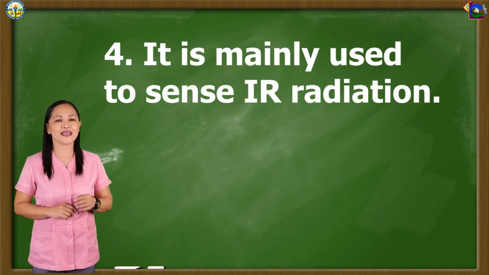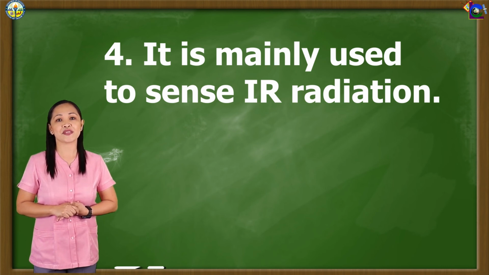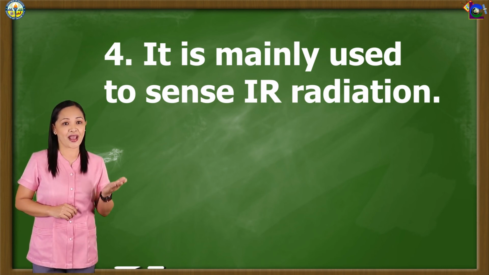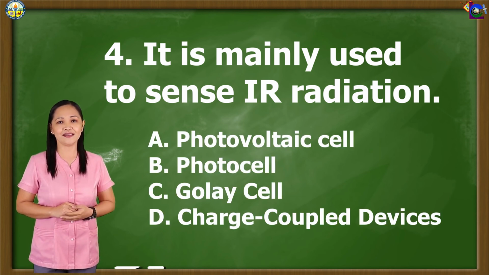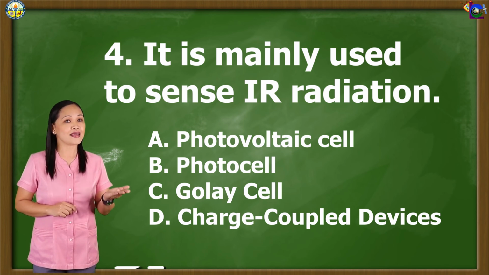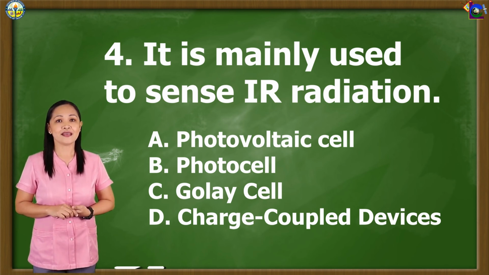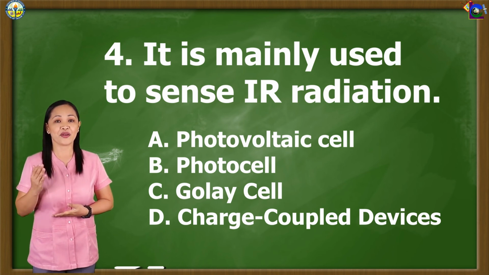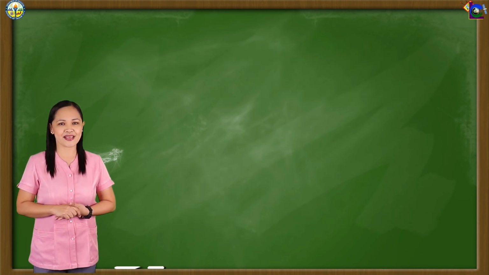Number 4. It is mainly used to sense IR radiation. Letter A, photovoltaic cell. B, photocell. C, Golay cell. D, charge-coupled devices. And the correct answer is letter C.